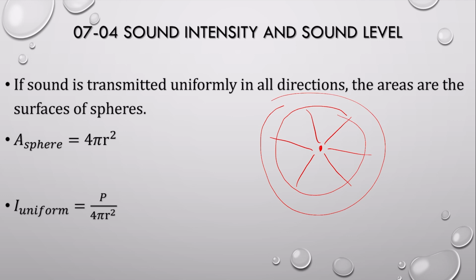Notice the intensity is proportional to 1 over r squared. So as the distance doubles, the intensity is divided by 4. So whatever happens with the distance, the intensity is the reciprocal of that squared. Double the distance, 1/4 the intensity. 3 times the distance, 1/9 the intensity. So it spreads out and dies away pretty quickly.